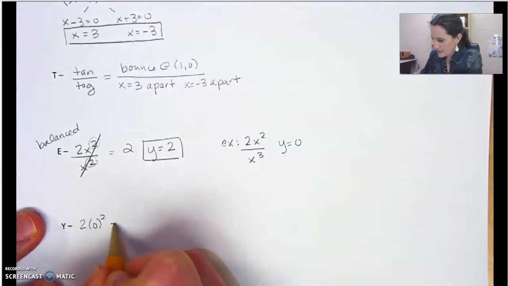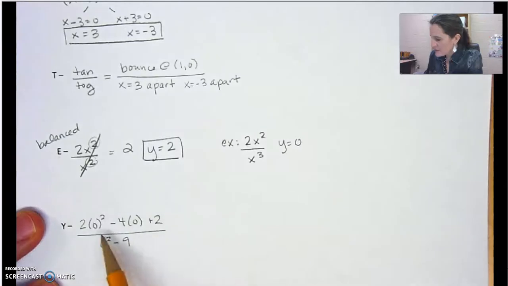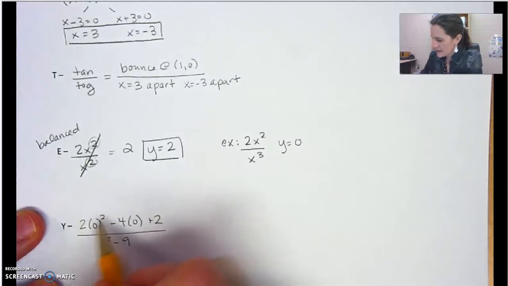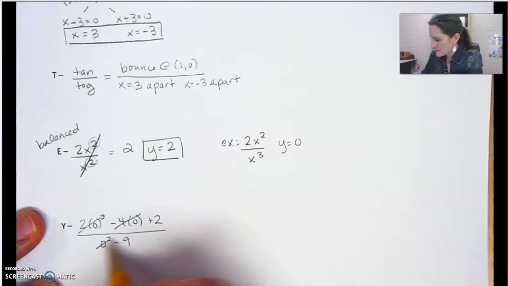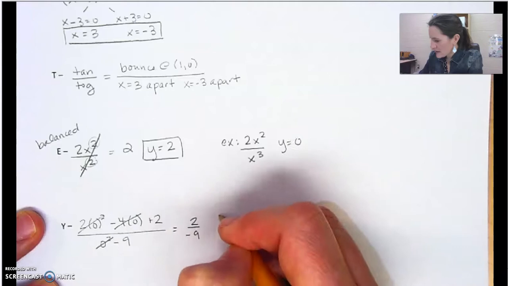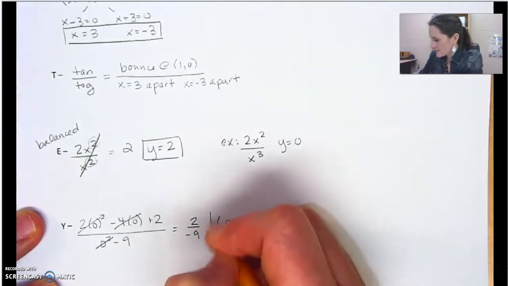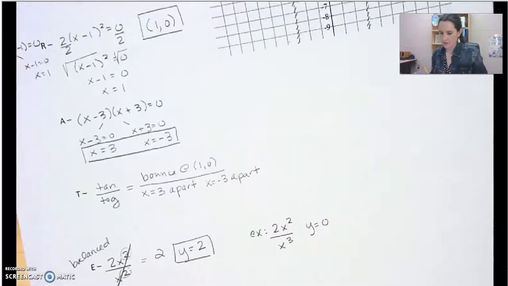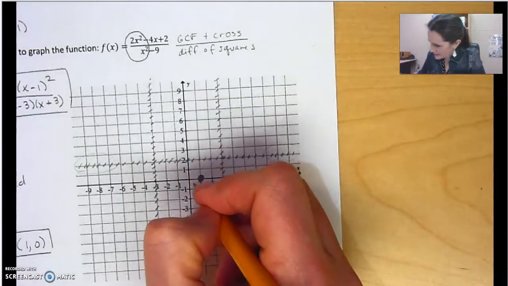2 times 0 squared minus 4 times 0 plus 2, over 0 squared minus 9. Now, everywhere you see a 0, that term's going to cancel out, right? 0 squared is 0 times 2 is 0. 4 times 0, 0. 0 squared, 0. So this leaves me 2 over negative 9, which means my y-intercept, when x is 0, y is negative 2 ninths. Okay, so I'm just going to estimate that to be about right here.